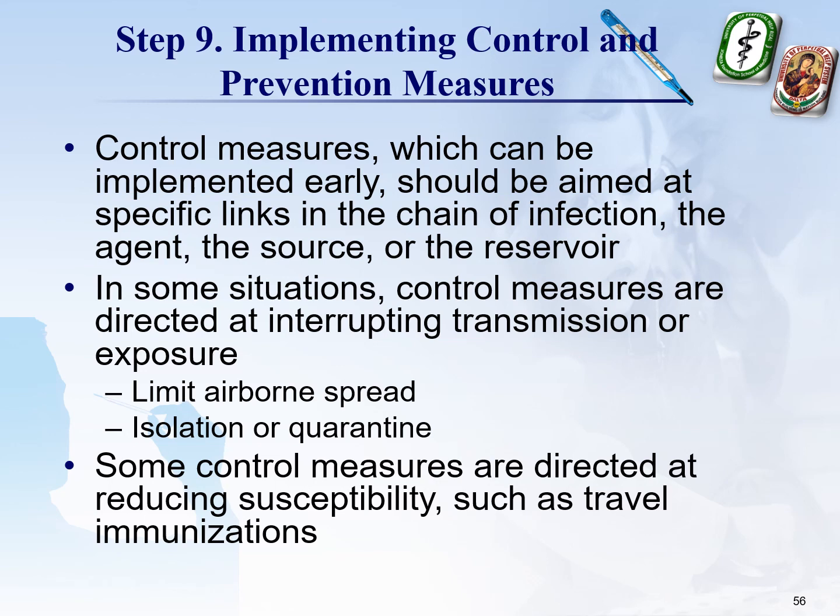Finally, in some outbreaks, control measures are directed at reducing susceptibility. Two examples are immunization and chemoprophylaxis, by taking medications for travelers. What are the current prevention measures used in coronavirus?